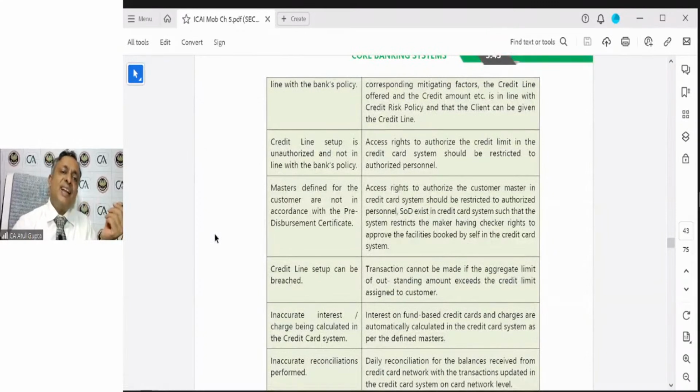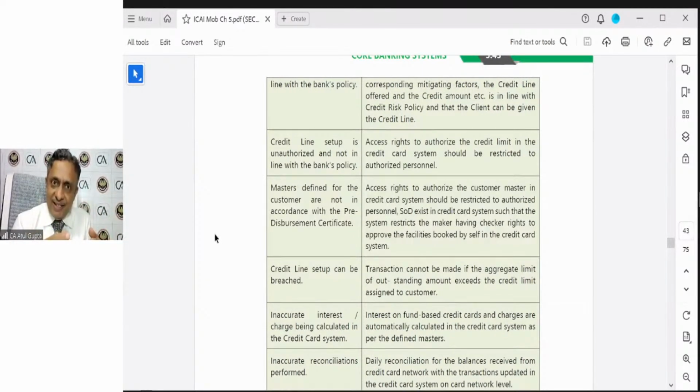Same issues. Credit line setup is unauthorized. It's a risk. Proper authorization has to be created in the system. Then, master defined are not as per pre-disbursement. Again, kindly link it to the credit card system. So basically the pre-disbursement certificate here will mean that when I am getting the credit card, the bank sets an initial limit. I'm just sharing my example. Say, for example, the bank card I use initially proposed my credit limit to be, say, 100 rupees.